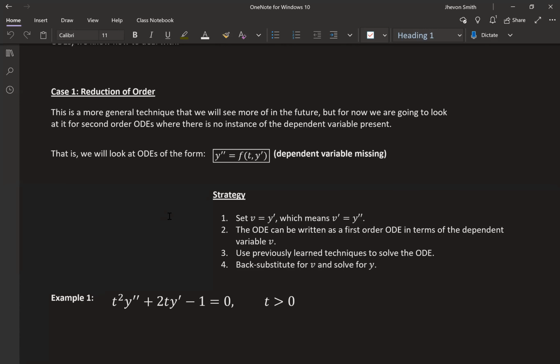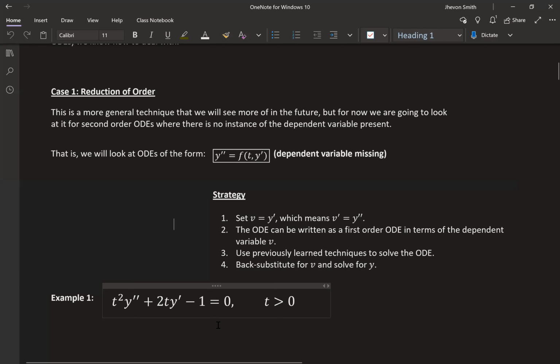You're going to plug this into the ODE. You're going to be able to rewrite it as a first order ODE, and then you're going to use previously learned techniques to solve the ODE. When you're done, of course, you're going to get a solution that involves the variable v. What you're going to do is back substitute for v. So you're going to plug in y prime for v at the end, and then solve for y via integration. So this is the basic strategy.